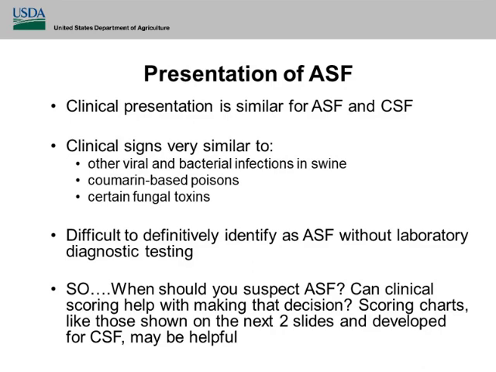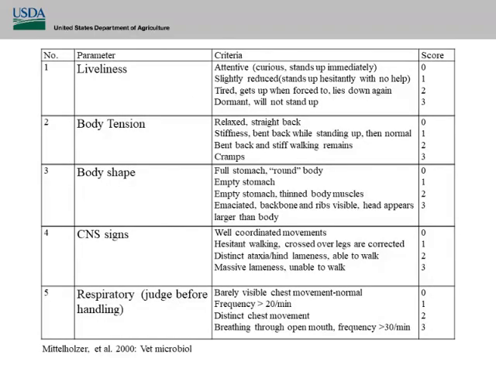So one of the things that we do with classical swine fever when we're teaching our vet schools is we try to get them used to thinking about scoring the clinical condition of the animal population when they're looking at it. And I have score charts on the next few pages that were developed originally for classical swine fever, but they give you a feeling for how you might want to think about scoring pigs when you're looking at them to decide whether or not something is going on. And this first chart talks about liveliness and body tension and body shape.